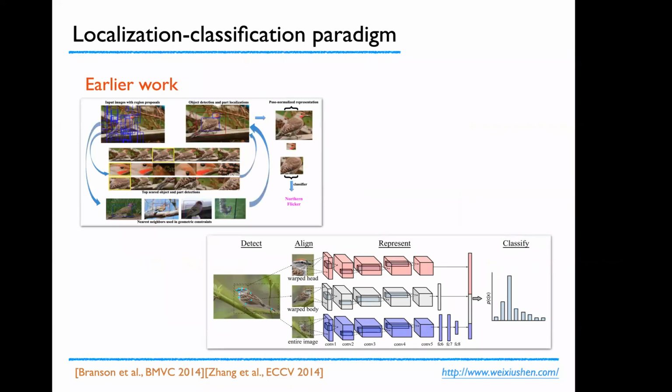For example, regarding the early works, Branson et al. proposed to use groups of detected part key points to compute multiple warped image regions, and further obtain the corresponding part level features by post-normalization. In the same period, Zhang et al. first generated the part level bounding boxes based on ground truth part annotations, and then trained an R-CNN model to perform part detection.